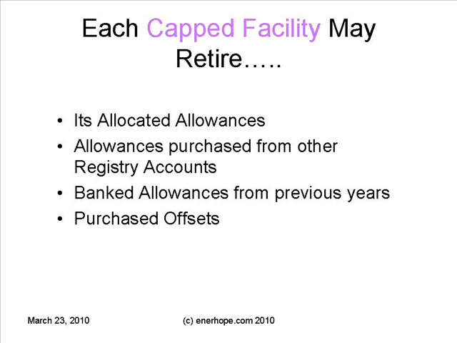Some of the capped facilities may find that they can easily reduce their emissions at low cost. If they reduce their emissions below the number of allowances they have been allocated, they will have extra allowances to sell to other capped facilities or to bank in their accounts for future years. Offsets will be explained later in this chapter.